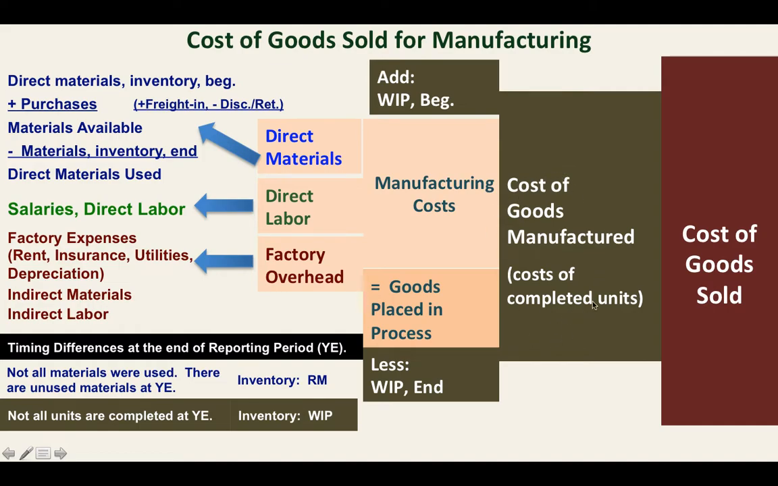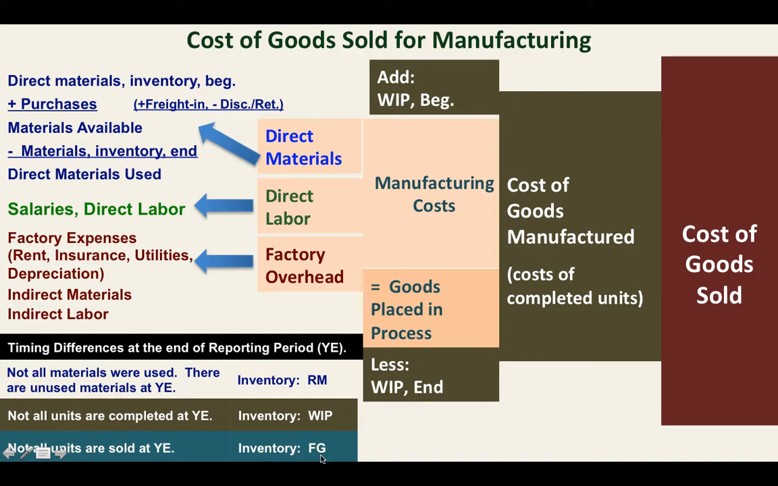With this, you will be able to get your cost of goods manufactured. As we have discussed in the previous slide, work in process beginning plus manufacturing costs will give you goods placed in process, less work in process end will give you your cost of goods manufactured. If you were able to sell everything, that will be your cost of goods sold. Again, in an actual situation, not everything that you have manufactured will be sold. So there will be an inventory of finished goods, those that were not sold.